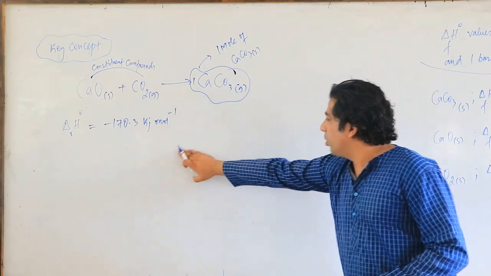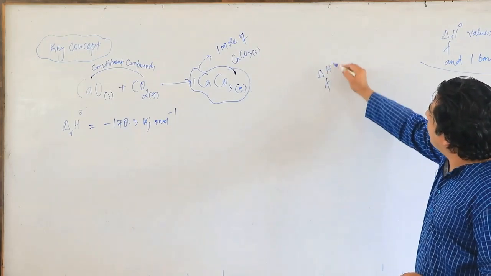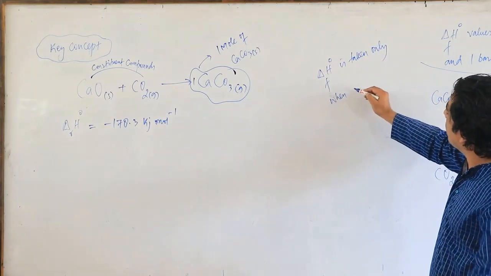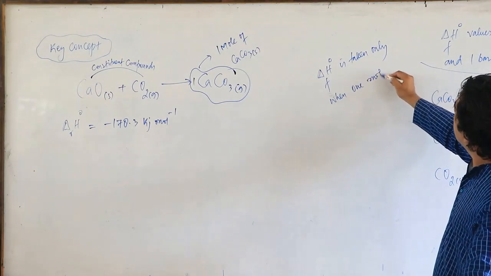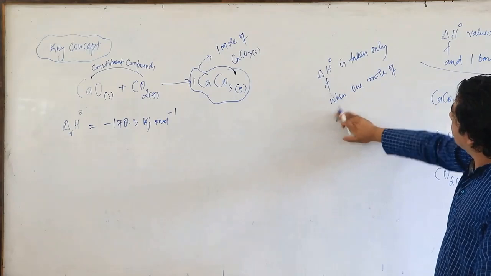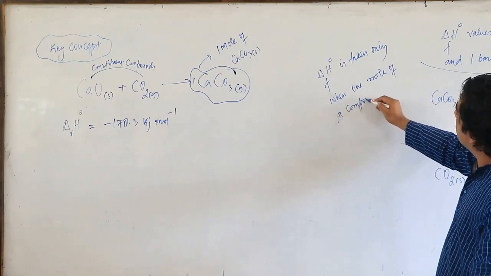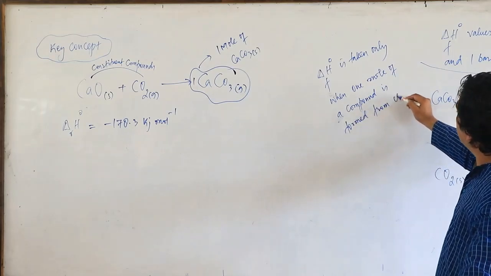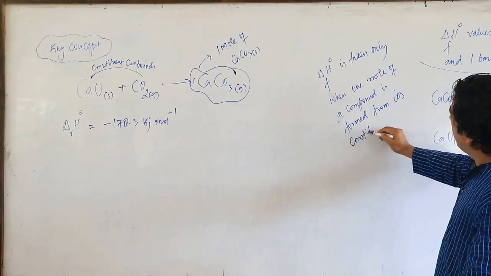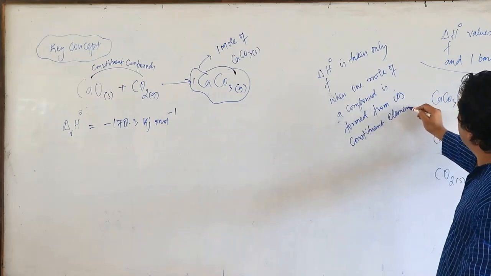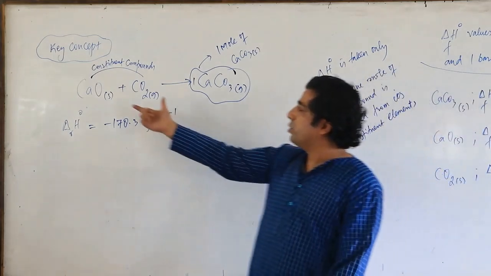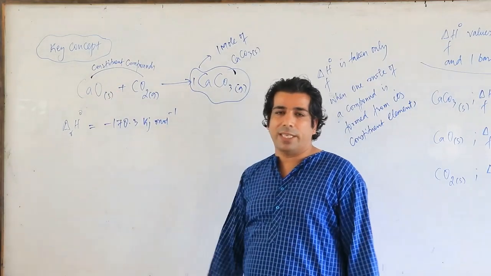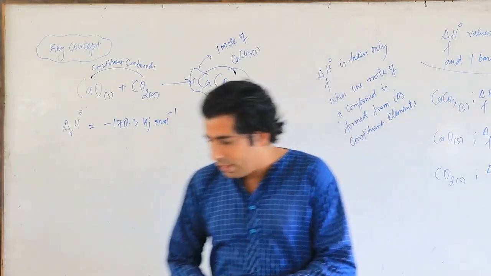So I can make even a small note for you people. Delta HF naught is taken only when 1 mole of a compound is formed from its constituent elements. If 1 mole of compound is formed from its constituent compounds, then it's not taken as delta HF naught. I hope, my dear friends, you have gotten this idea.